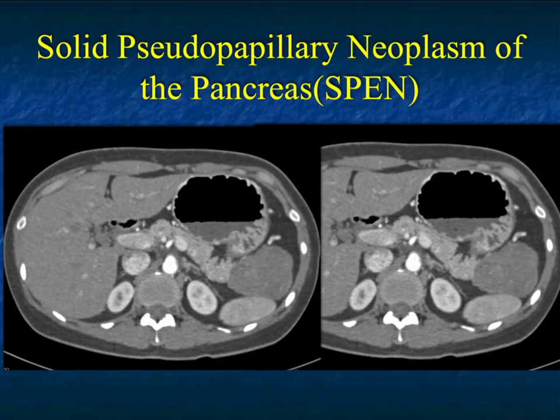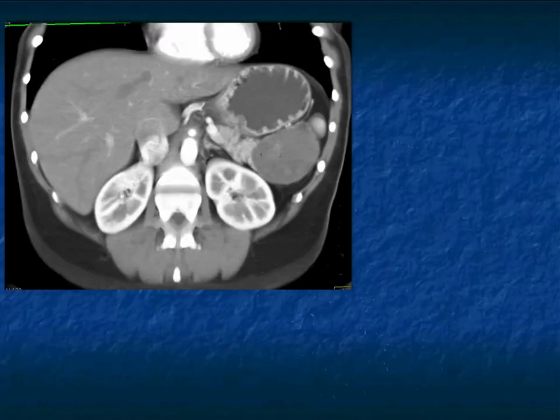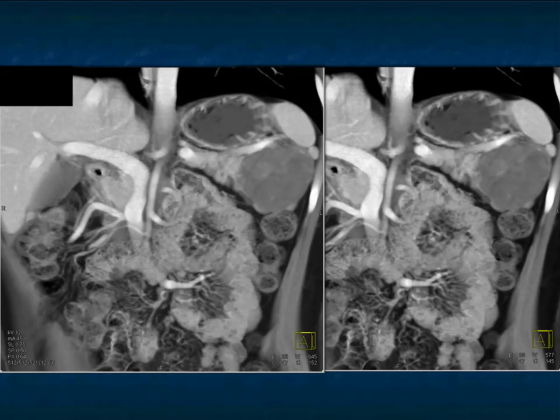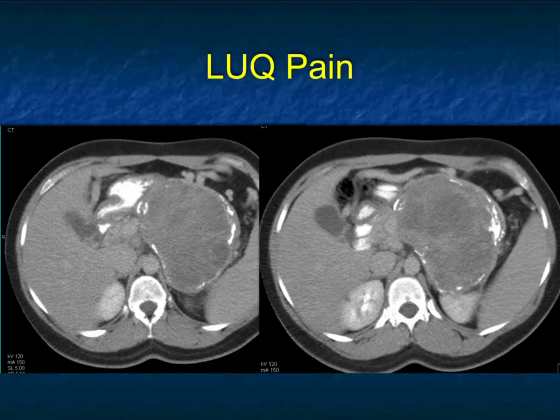Again, MCN consideration, serous cyst adenoma. There it is, like a lobular lesion coming off the tail, and this was a SPEN tumor, very nicely shown on the volume rendered views, some of the components within the lesion. But again, a very, very challenging case.